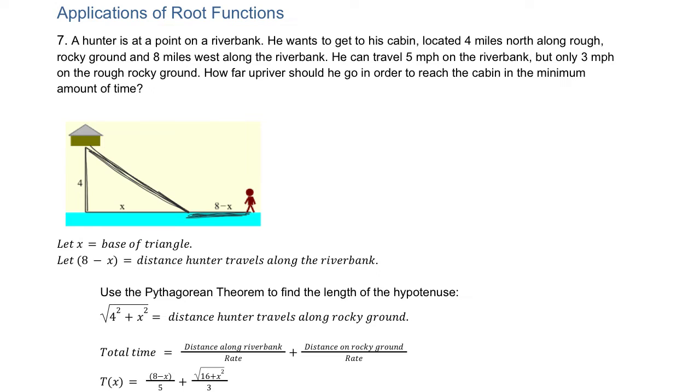Obviously he could, if he wanted to, just travel along the riverbank and then head north. It's going to be a long trip that way because we have to go 8 miles plus the miles north. That would be 12 total miles. But if we're trying to find the time it takes, we use distance equals rate times time. Dividing both sides by rate, the time is equal to the distance divided by the rate.